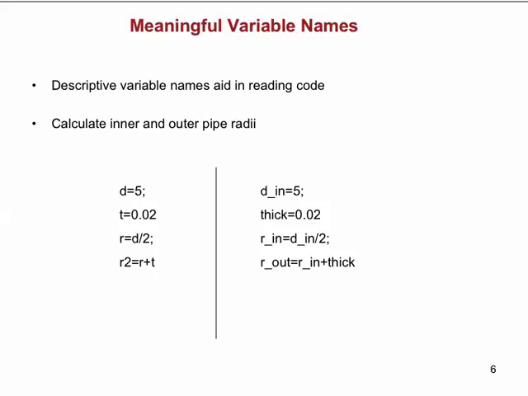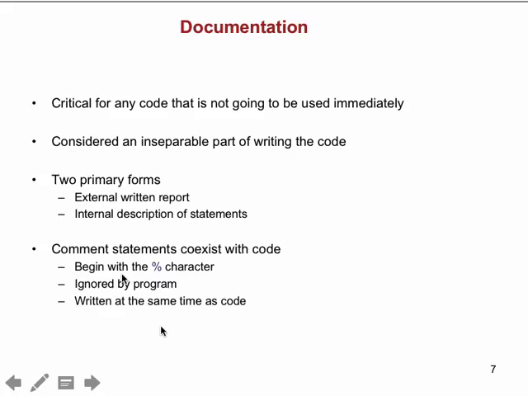Also, there are meaningful variable names. If you have thickness, then maybe thick is better than T. If you have inside and outside radius, then R in and R out are better options for naming variables than R and R2. Okay. So in that sense, it should be good.